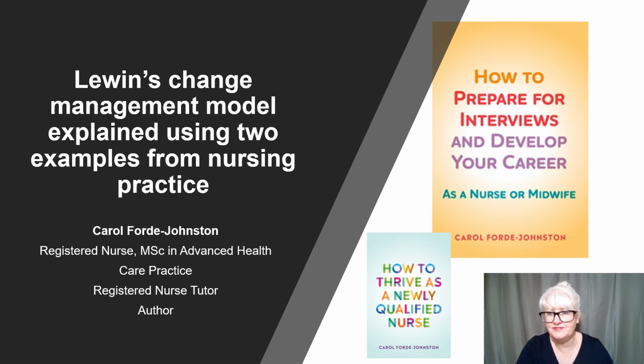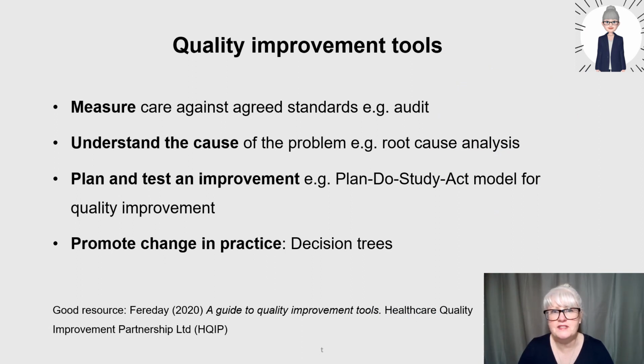So before we look at Lewin's model, I thought it would be helpful to very briefly look at an overview of quality improvement tools and what their main purpose and aims are, the differences between them. So firstly, we have tools that aim to measure care, such as audit, so you're measuring care against an agreed standard. Other tools aim to understand the cause of the problem. So an example would be a root cause analysis.